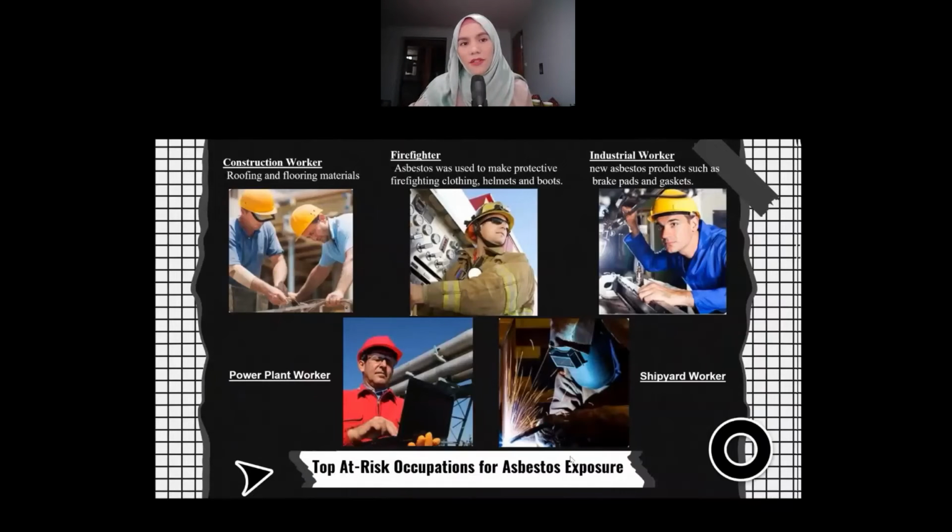Which occupations? First one is roofing and flooring material for construction workers. Firefighters: asbestos was used to make protective firefighting clothes, helmets and boots. And also brake pads and gaskets, power plant workers and shipyard workers.